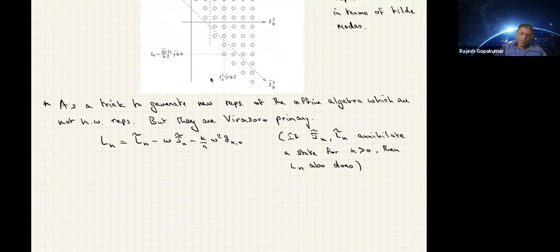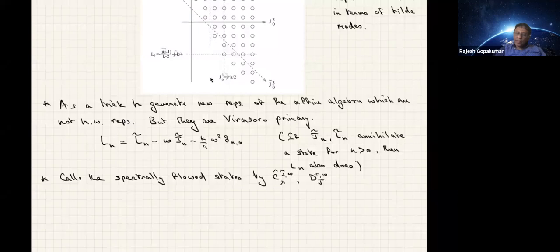that's this thing. So we call these states spectrally flowed. We will denote the spectrally flowed states by C hat J tilde W lambda and D plus W J tilde. So remember, J tilde is the label for the tilde Casimir that labels the highest weight states in terms of the tilde modes. And as I said, the J30 and Ln will be the physical space-time Virasoro generators.